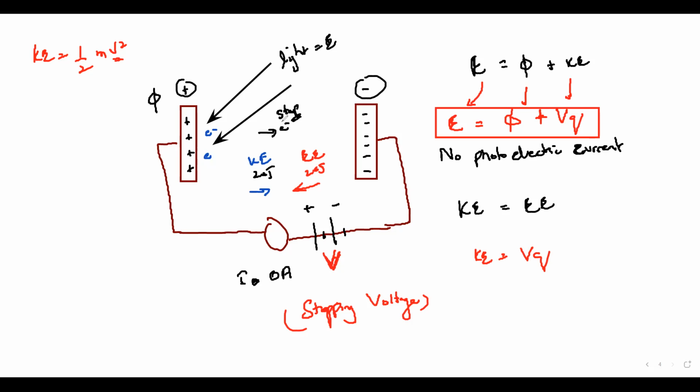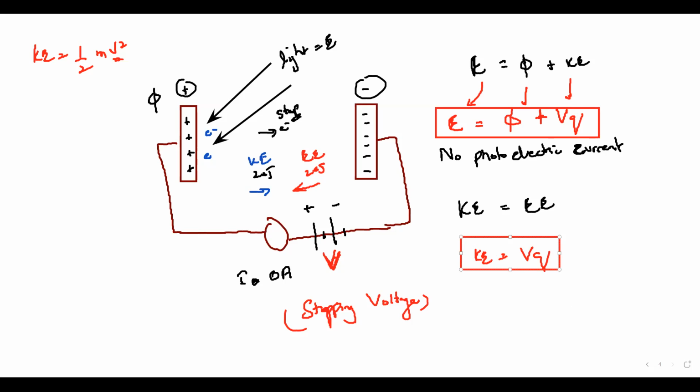And we can say that at that moment, electrical energy is equal to kinetic energy. Is this relation clear, how we can work out that electrical and kinetic energies are equal, and in place of kinetic energy we can substitute voltage times charge?